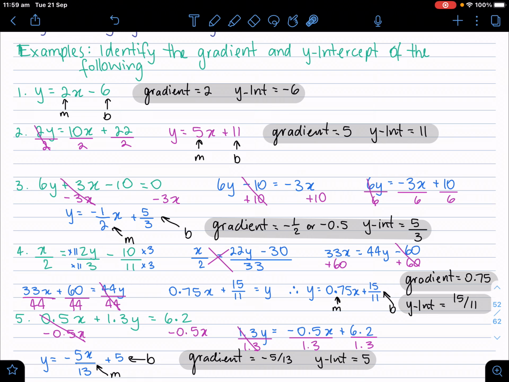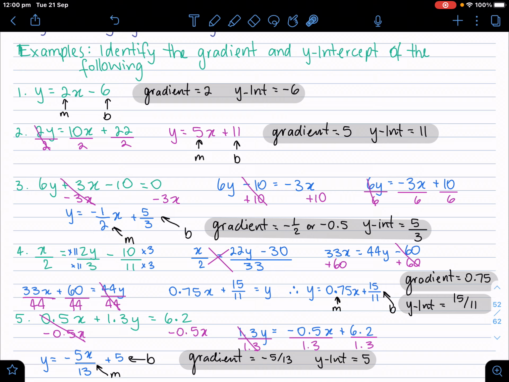But here I can very quickly identify the value of m, or gradient, and b, or y-intercept. So let's have a look at this. m is 2, and b is -6. Now m and b values can have negative values as well. They don't always have to be positive. So if m is 2, the gradient is 2. And if b is -6, well, the y-intercept is -6. Let's go on to a few more examples.